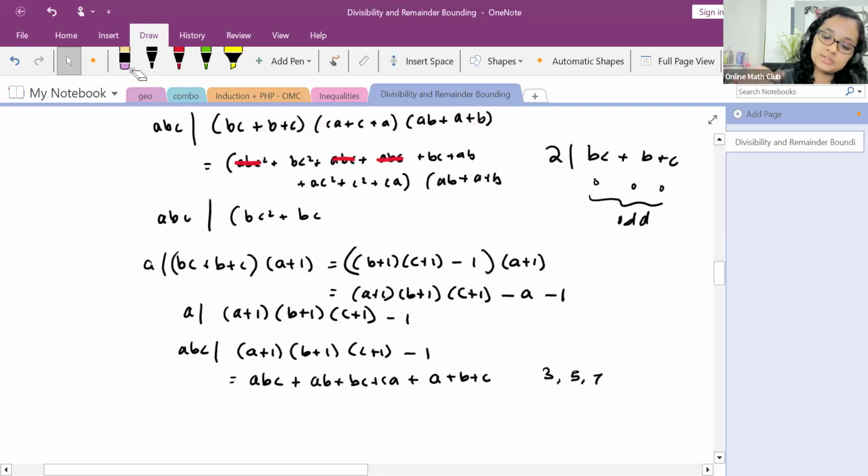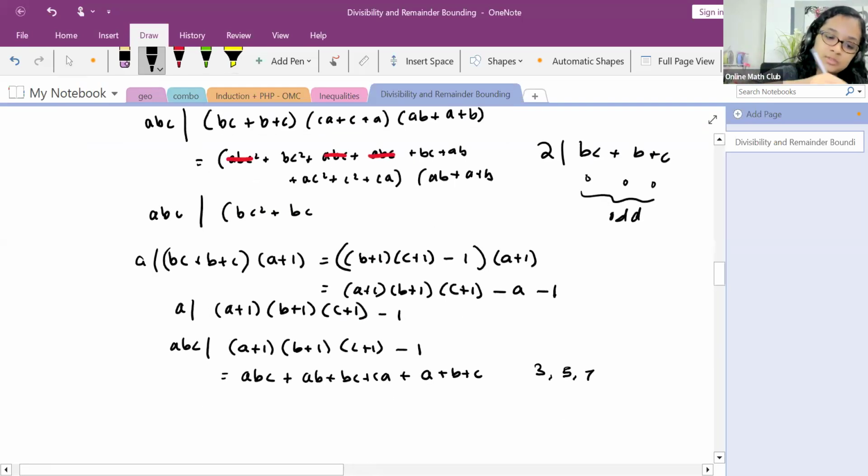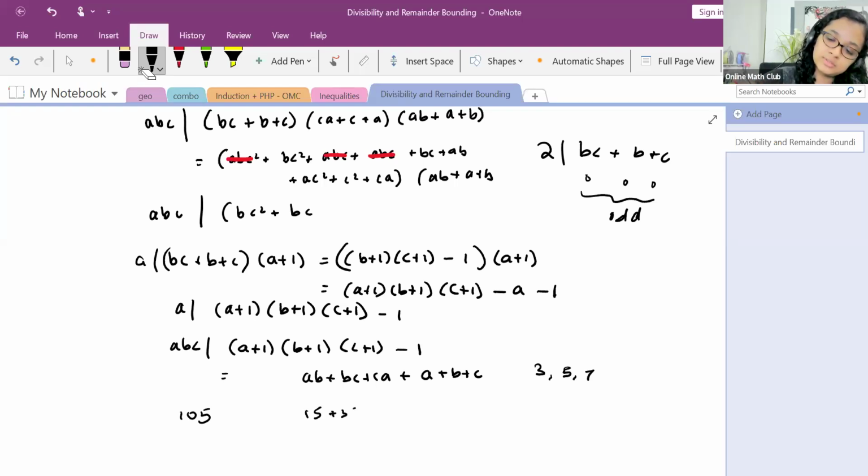And if you're putting this in, you can also remove the ABC from here because ABC divides ABC. So if you put in 3, 5, 7, then you'll get this as something like 105, and this won't be big enough. This is 15 plus 35 plus 21. Yeah, so this is smaller than this.